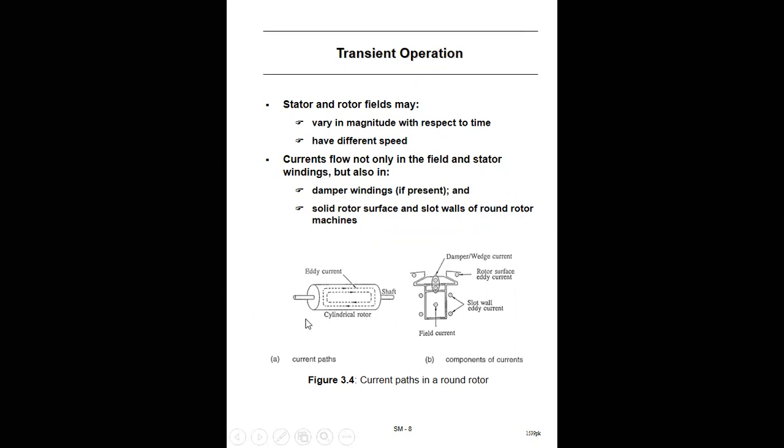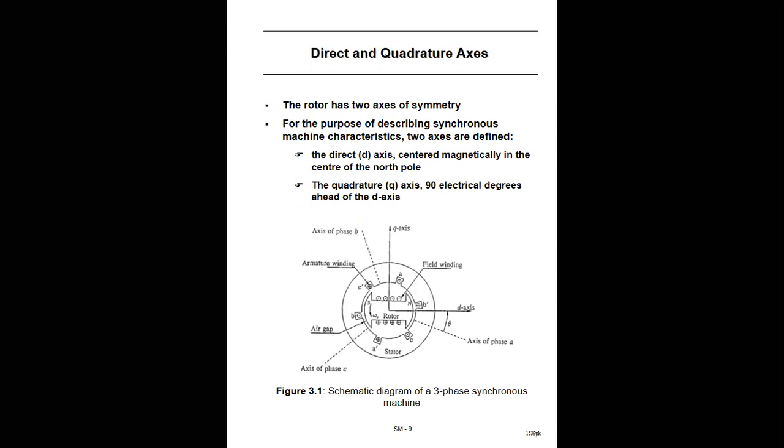So in figure 3.4, the current path in a round rotor has been indicated. This is the cylindrical rotor. Here is the actual path of the current during transient, that is, when the generator is going through the transient operation. As earlier discussed, it will also flow through the solid rotor surface and slot walls of round rotor machines, which has been expressed in figure 3.4b.